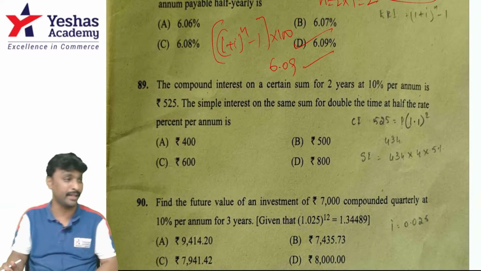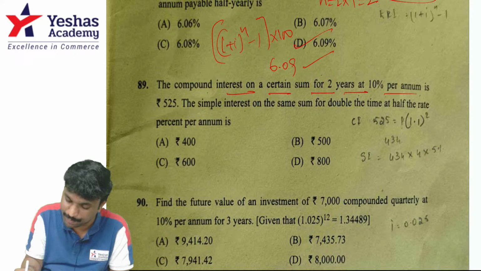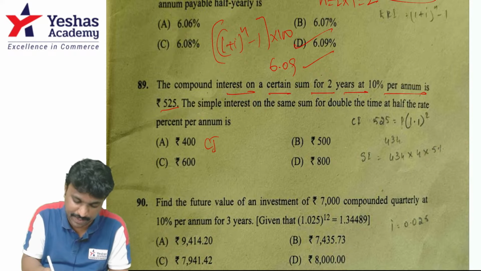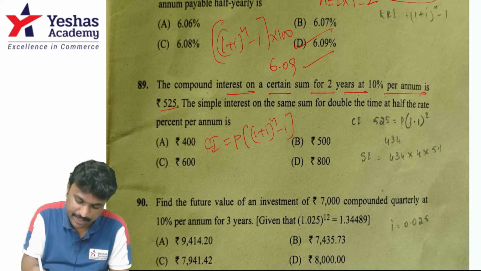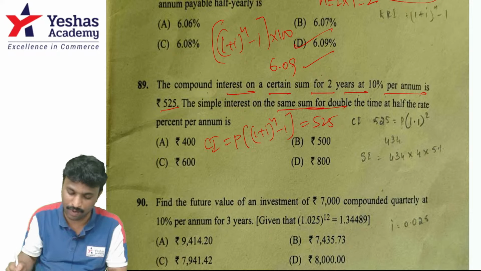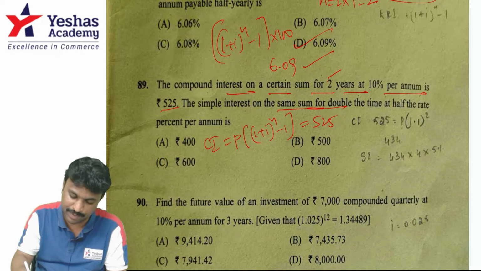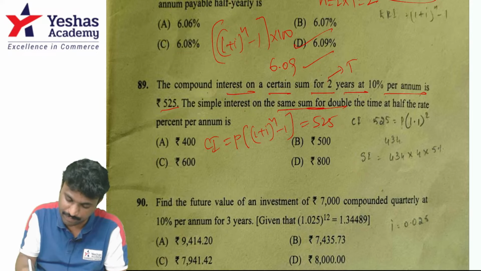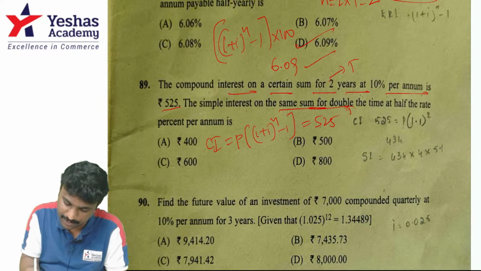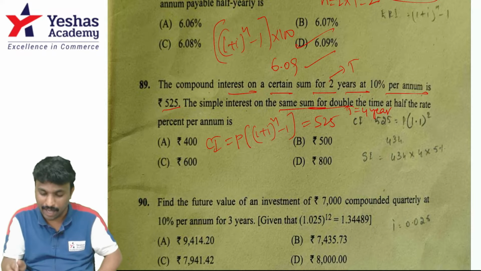Moving on to the 89th question. The compound interest on a certain sum for 2 years at 10% per annum is 525. That means CI is P into (1 plus i) whole power n minus 1, which is equal to 525. We need to find the SI on the same sum for double the time. That means here the time is 2 years. Here the time will be 4 years. Time should be 4 years because double the time they have given, at half the rate.